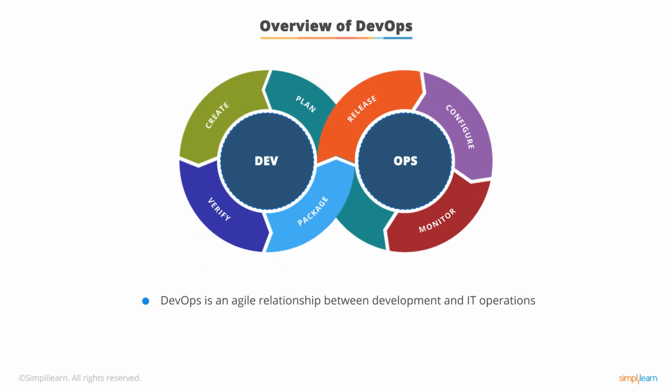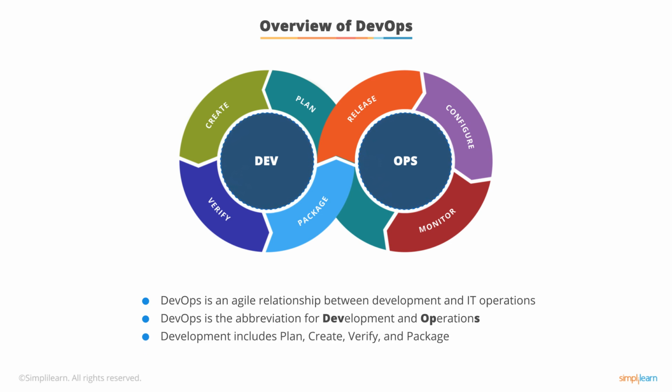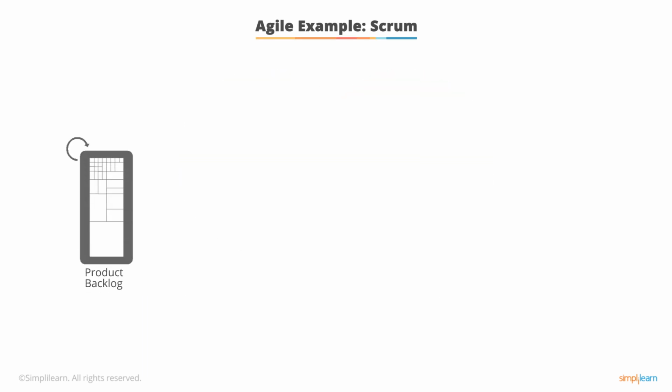So DevOps is an agile relationship between development and IT operations. And again, as we learned previously, DevOps is an abbreviation for development and ops. DevOps includes the planning, the creation, the verification, and the packaging of deployment artifacts. And also, operations includes release, configure, and monitor. So you put them together and you get the continuous cycle described above in the illustration. And we're going to take a look at the details of each section in this continuous cycle in slides to come.